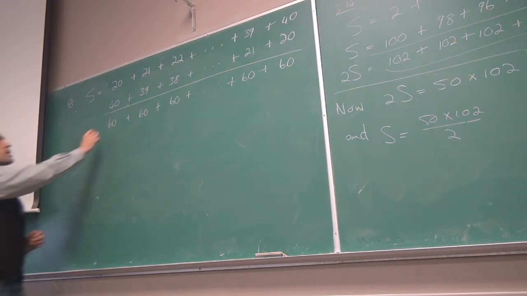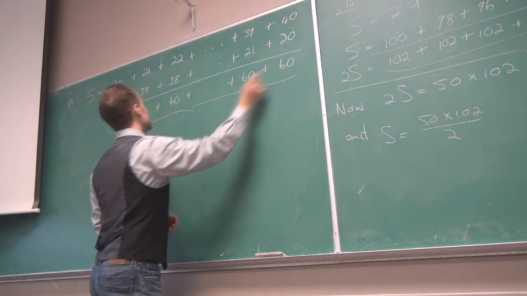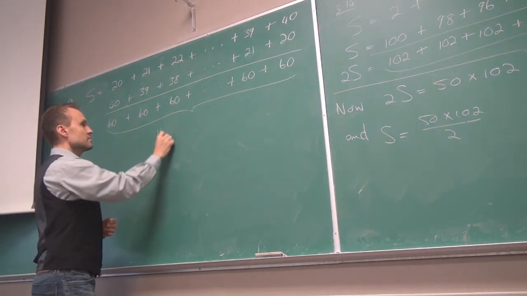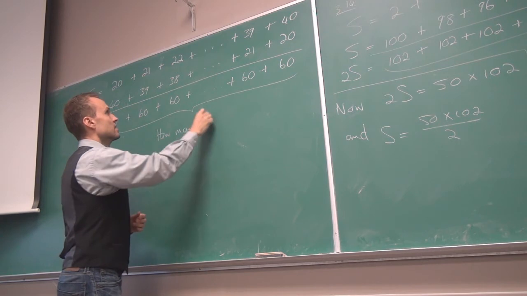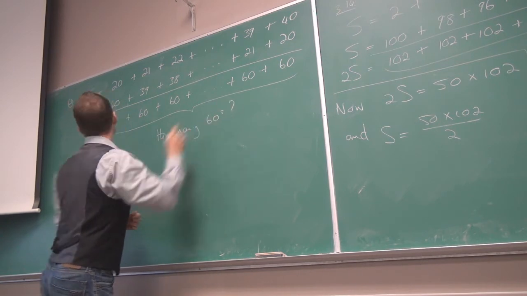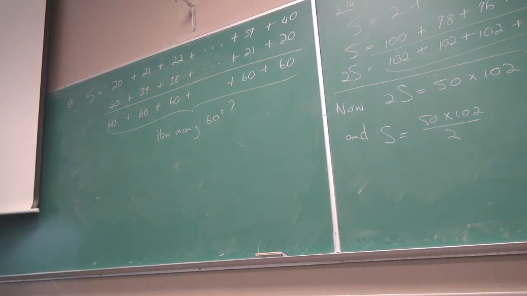Okay, so now the question is, like before, how many of these, and now there's 60s. How many 60s would you say there are? 40? 20. Oh, I'm sorry. I think you said 20.